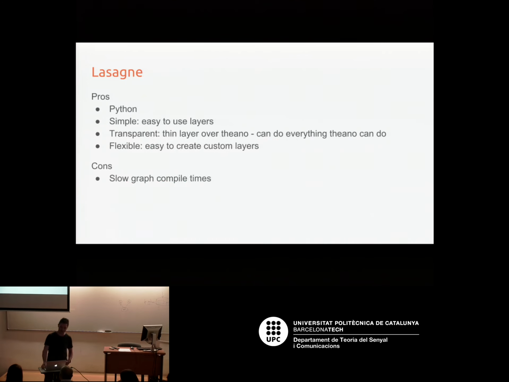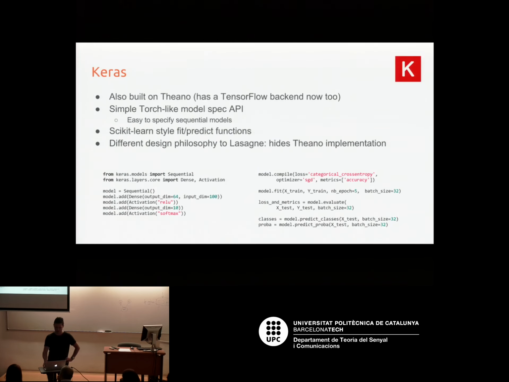So Lasagna is great because it's Python again. It's simple, so it has all these predefined layers that are easy to use. It's transparent as well, so it's only actually a thin layer over Theano, and you can get access to all of the Theano mechanics underneath it and all of the symbol graphs. So if you need to do anything more complicated, you can easily integrate it in there. You can say, okay, I'll get Lasagna to do a few bits, and then I'll take out the symbol resulting from that, and I'll do my own custom loss or something like that. It suffers from the same problem as Theano with the slow graph compile times.